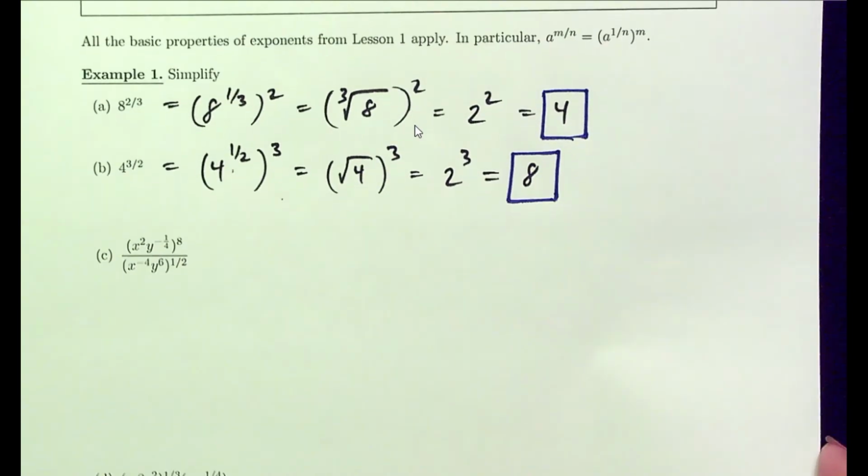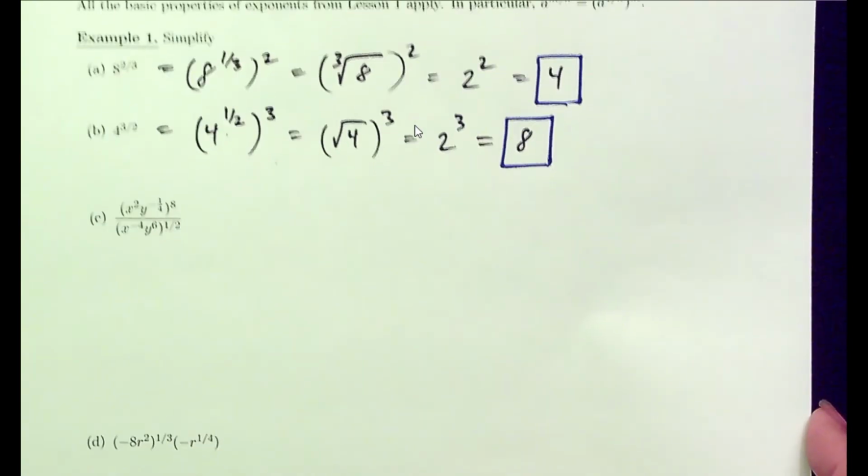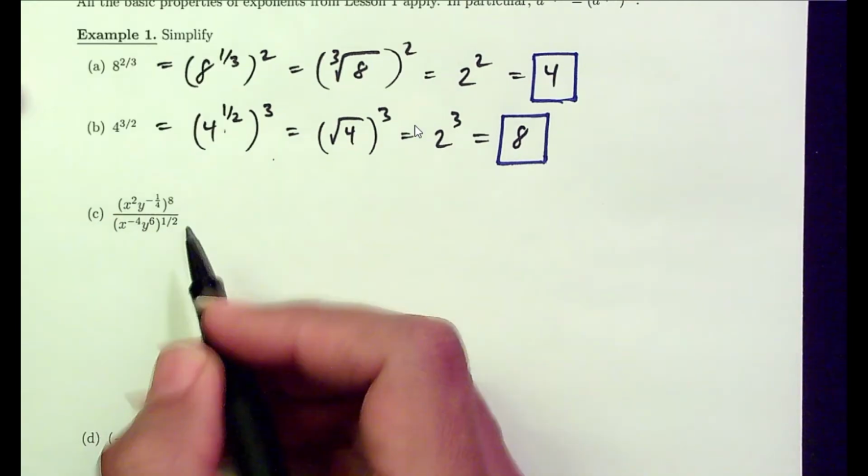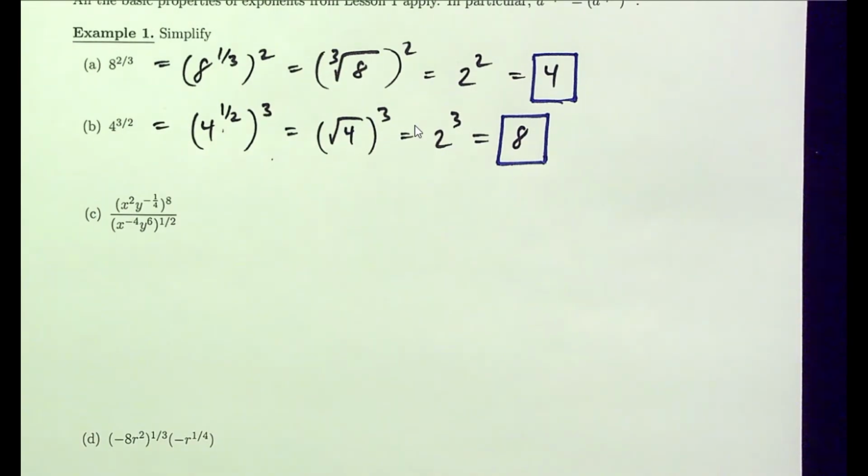Now, parts C and D are just more practice with exponents. All the rules that we have already learned for exponents work exactly the same way. So let's do this one. It says x squared y to the negative 1/4, all that to the eighth power. That's the numerator. Then the denominator is x to the negative 4 y to the sixth, all that to the 1/2.